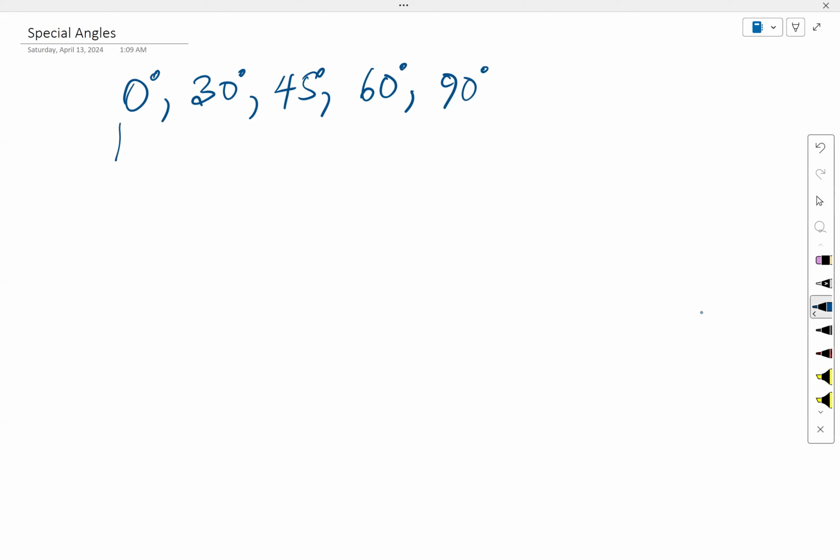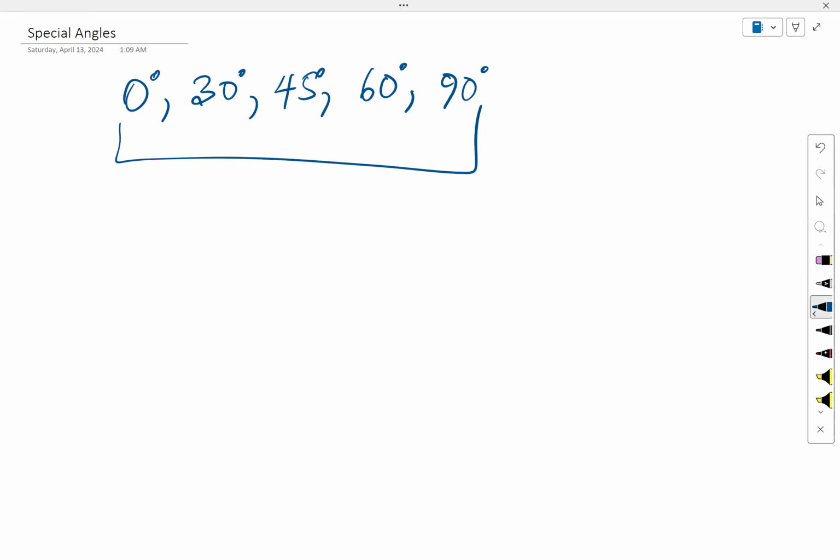Of course, they are all in the first quadrant, and you can always extend them to other parts. I'm going to talk about the quadrants in the next video, so you want to watch out for that so you can understand what I mean by the quadrants. Okay, so these are the special angles we'll be looking at.